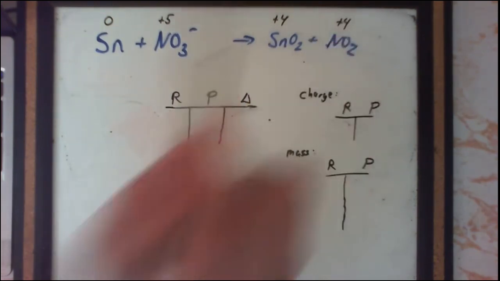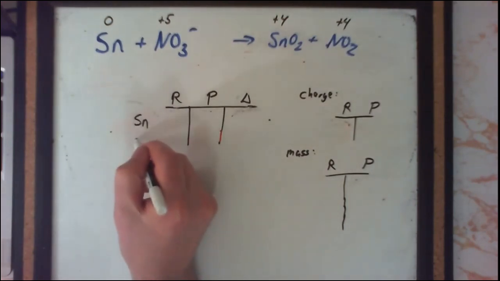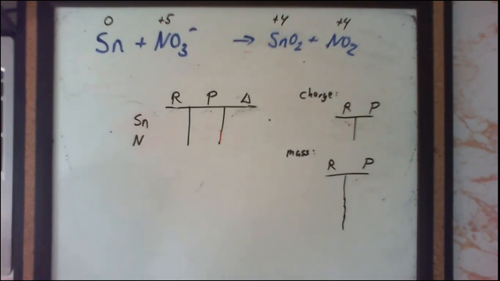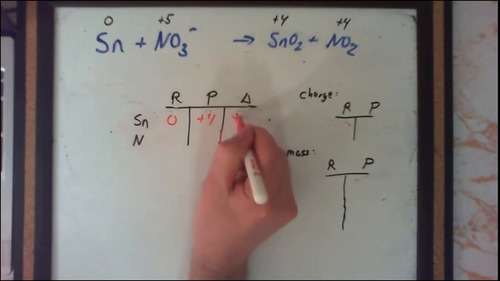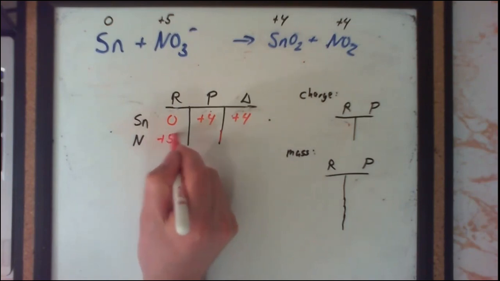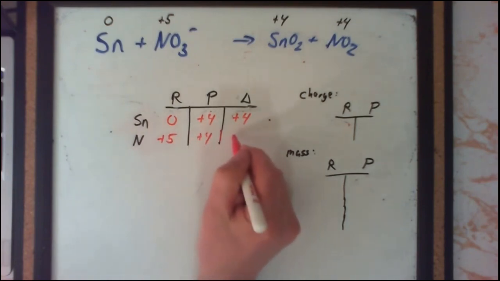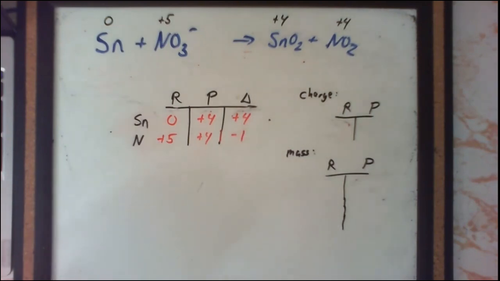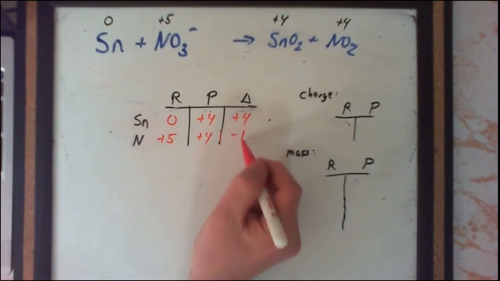of +4 as well. So we have our two elements, tin and nitrogen, and tin goes from 0 to +4. Its oxidation number increased by 4. It's been oxidized. Nitrogen goes from +5 to +4. Its oxidation number decreased by 1. So we say nitrogen's been reduced. So we have two different numbers, +4 and -1.